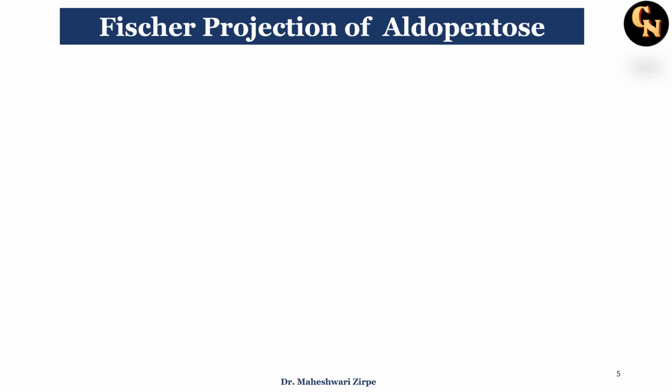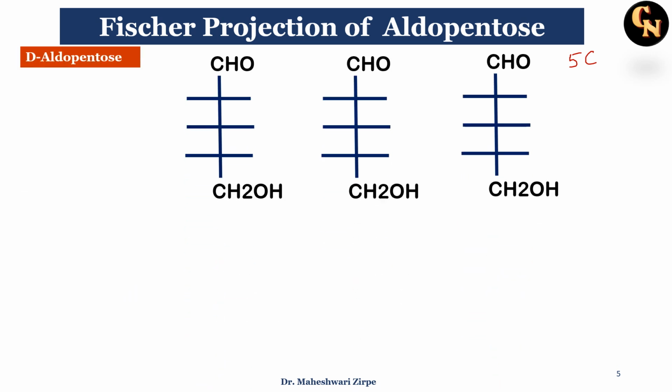So in this we will be seeing about aldopentose. Where aldopentose indicates what? Aldo is aldehyde and pentose is 5 carbon, C5, of carbohydrate. So let us see the Fischer projection of aldopentose, and in this slide we will be seeing only D aldose, that is D configuration.